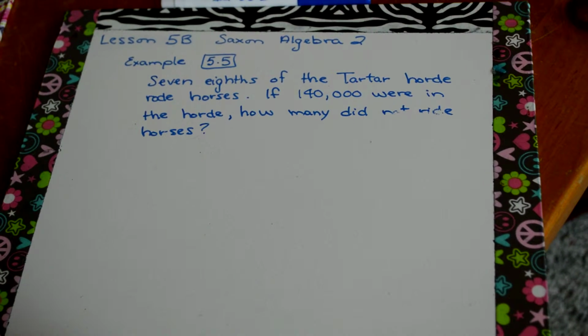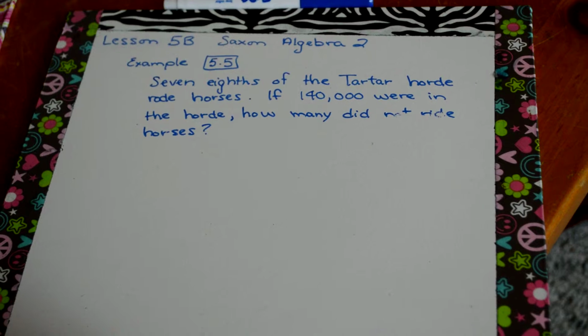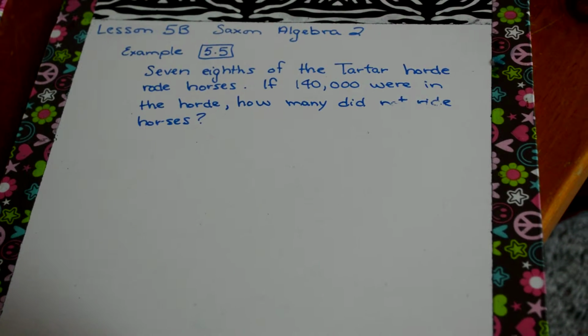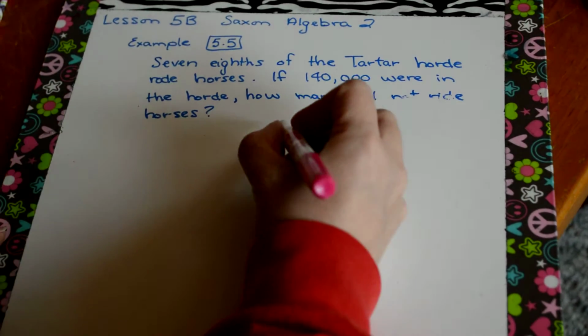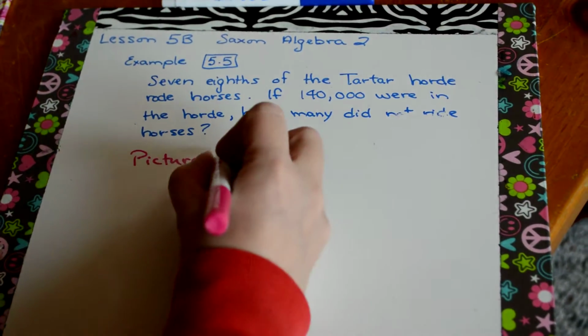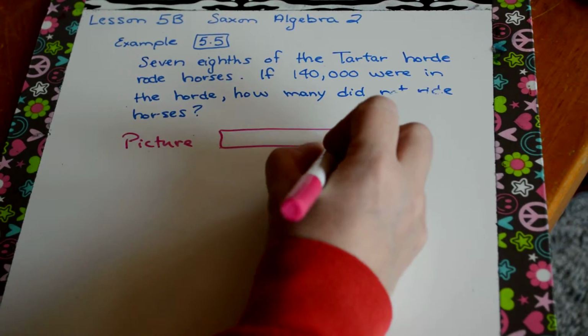This is example 5.5. The question is, 7/8 of the Tartar horde rode horses. If 140,000 were in the horde, how many did not ride horses? So the first thing you're going to do is draw your picture. Don't ever do a word problem without a picture.